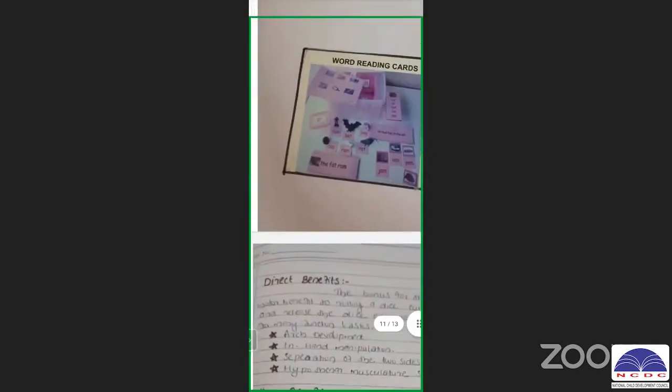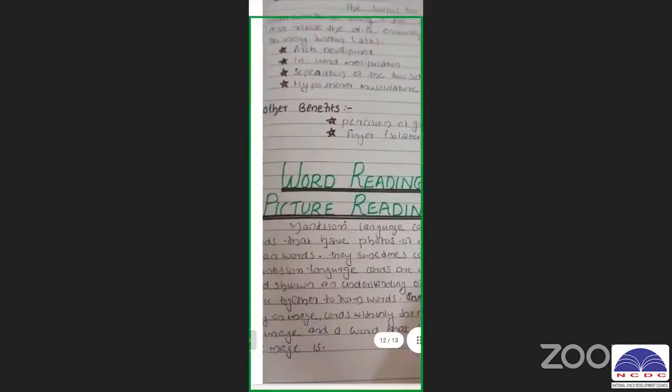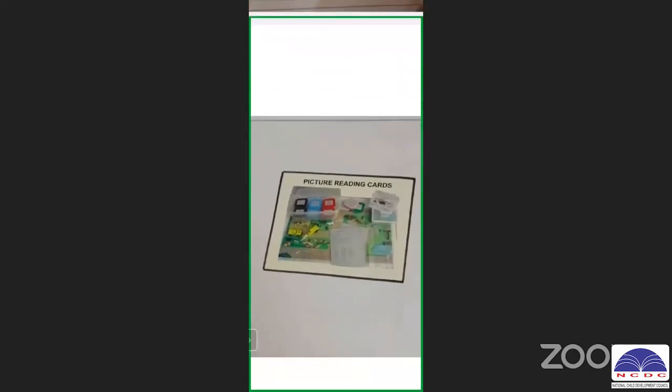This is a word reading card. The word reading card is separate and the picture will be separate, and they can pair or match them with the same. And the other one is the picture reading card. Picture reading card means the picture has the name, so they can easily read the cards.